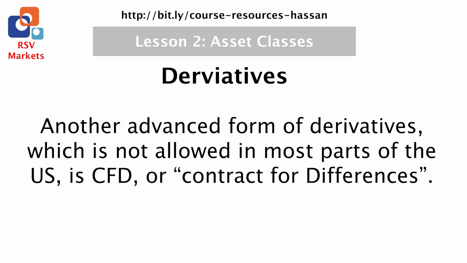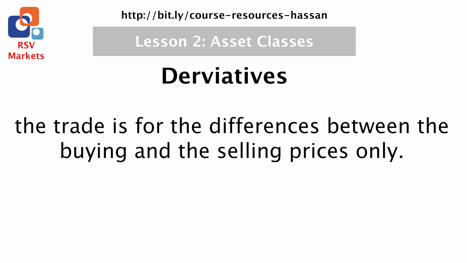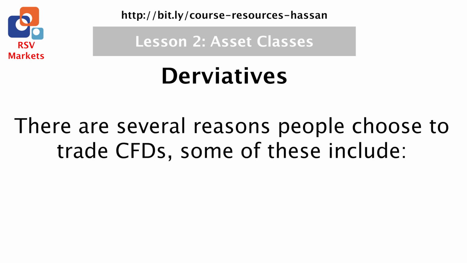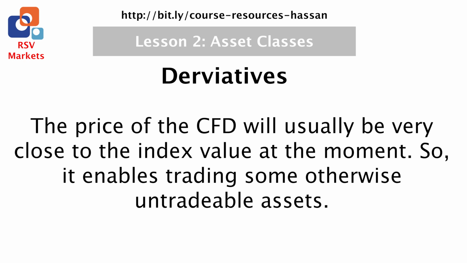Another advanced form of derivatives, which is not allowed in most parts of the US, is CFDs, or contract for differences. This is a contract that trades like the underlying asset at very similar prices, but rather than buying and selling the actual underlying asset, the trade is for the differences between the buying and the selling prices only. They work in a very similar way to trading the underlying asset itself. There are several reasons people choose to trade CFDs. Some of these include the ability to trade assets which are otherwise not tradable, such as indices or commodities. So one way, for example, of trading an index like the S&P 500 is to trade it through a CFD. The price of the CFD will usually be very close to the index value at the moment, so it enables trading some otherwise untradeable assets.